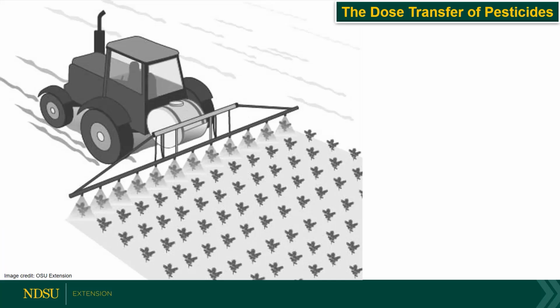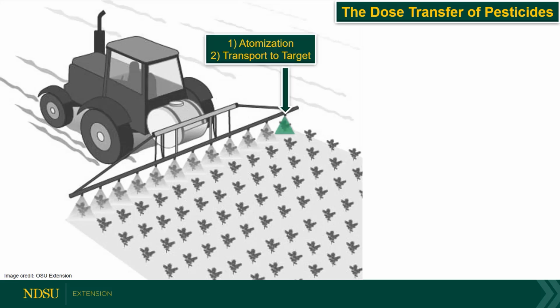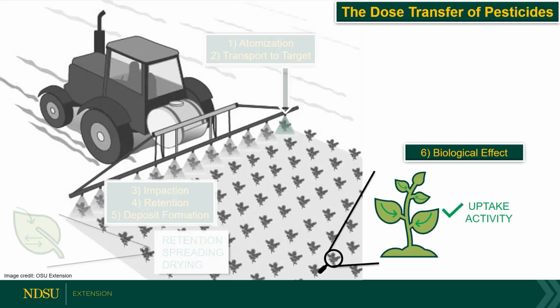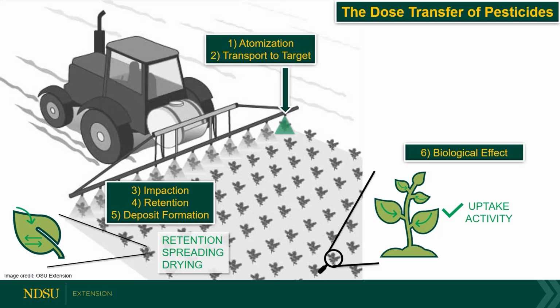To really understand the impact of delta T, you need to understand the entire dose transfer of pesticides. The liquid in the spray tank has to first be atomized into droplets. Those droplets then have to transport to the target. Once they impact the target, they then have to be retained and form a deposit on the target, and then they have to remain in a deposit for long enough to transfer into the target and have a biological effect. All of these steps have to happen for a pesticide application to be successful. And delta T can impact a few different places in this cycle.